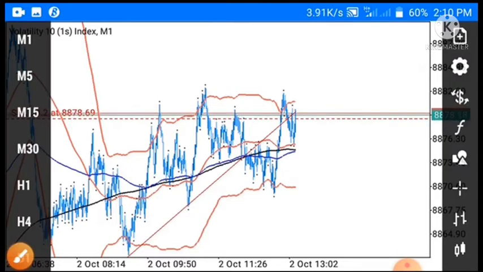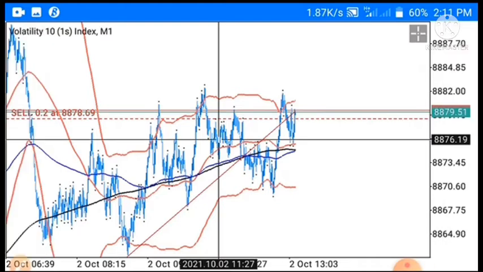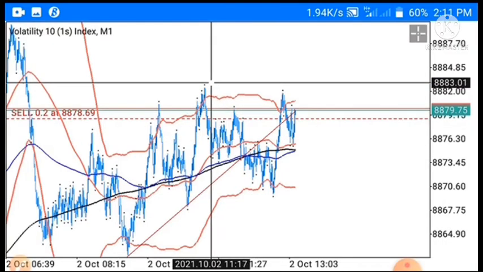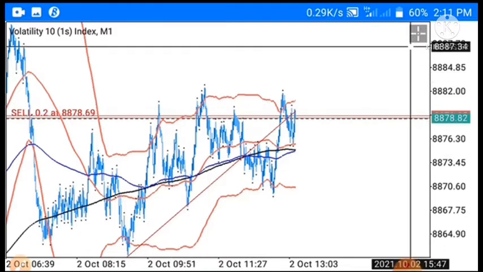I will show you the result of the trade later, but before then, let me try and set the stop loss around there. 88, 83.59. Okay, thank you, see you later.